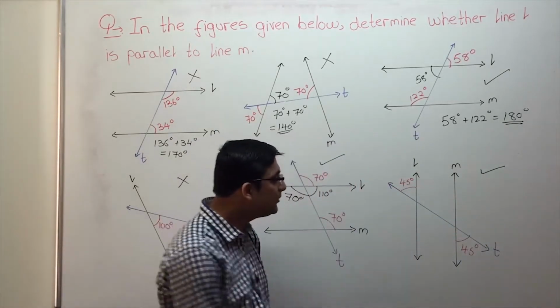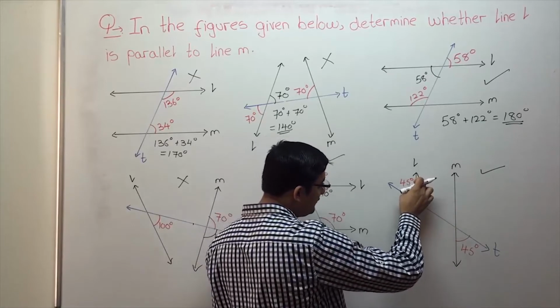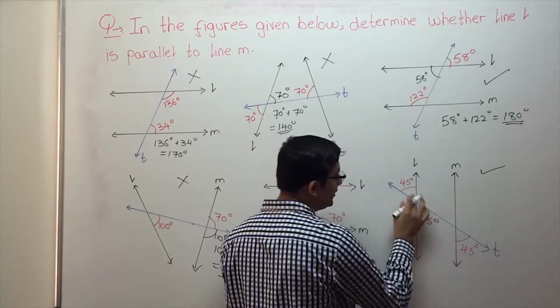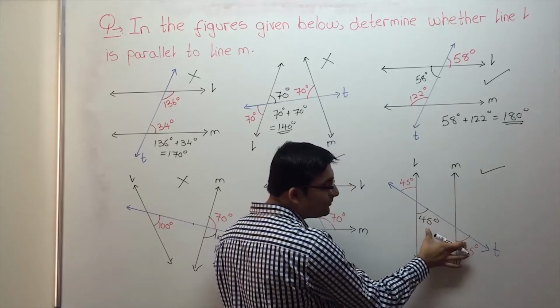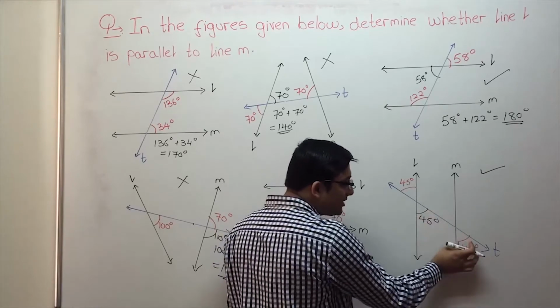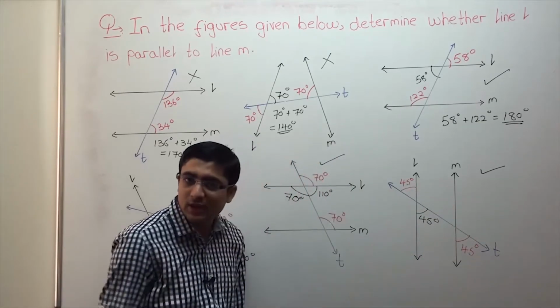One way. Another way is that if this is 45, what will be this angle over here? 45 degrees, right? Vertically opposite angles. Now what is the relation between these two angles? These two are corresponding angles. So because corresponding angles are equal, therefore the two lines are parallel.